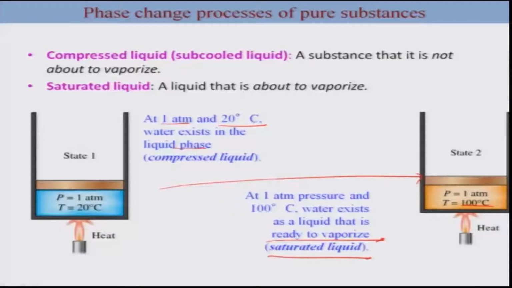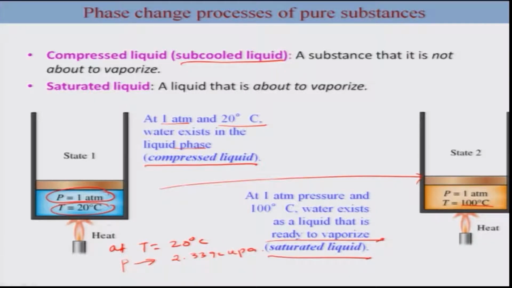So this particular state, where you consider 1 atmosphere and 20 degrees Celsius, is sometimes also called compressed liquid. This is a liquid which is not going to vaporize at this condition. It is called compressed liquid because at T equal to 20 degrees Celsius, if you want to vaporize, you need to reduce the pressure, and this pressure which you want to reduce to is 2.3392 kilopascal.